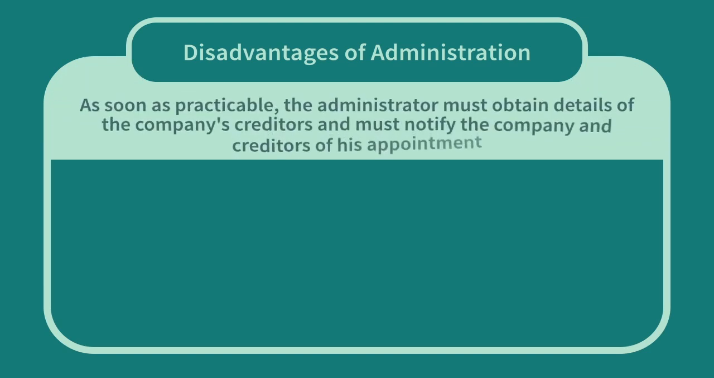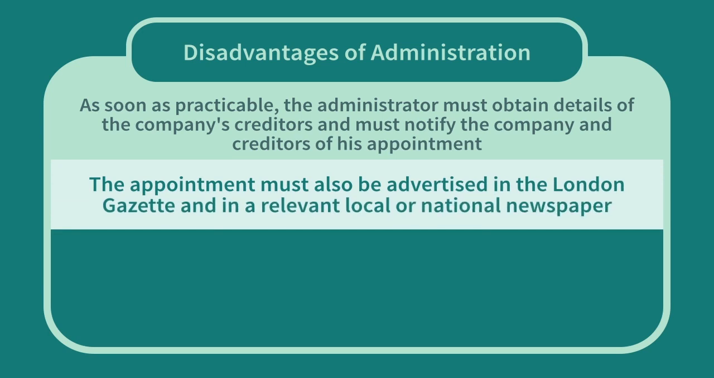As soon as reasonably practicable after their appointment, the administrator must obtain details of the company's creditors and must notify the company and all of its creditors of his appointment. However, this can also be an advantage as it stops legal actions. The appointment must also be advertised in the London Gazette and in a relevant local or national newspaper, one that the administrator thinks is appropriate for ensuring that the appointment comes to the notice of the company's creditors.